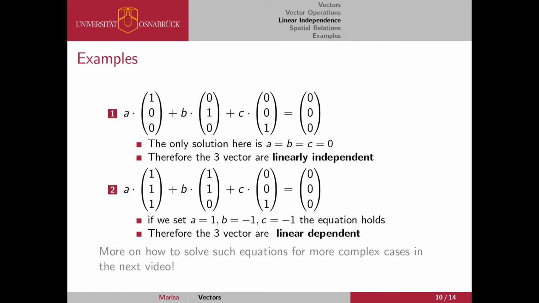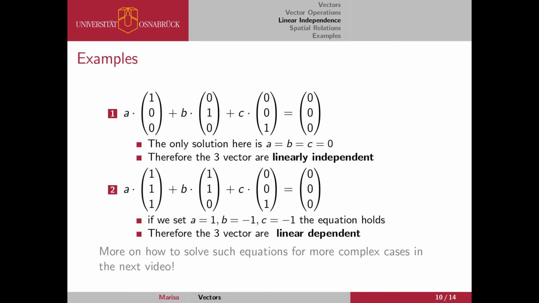Now let us take a look at the second example. There we have different vectors. The first one is (1, 1, 1). The second one is (1, 1, 0). And the third one (0, 0, 1). And of course we also want to check if we can hit the zero vector with some kind of linear combination using the scalars a, b, and c. And here there's more than the trivial solution.